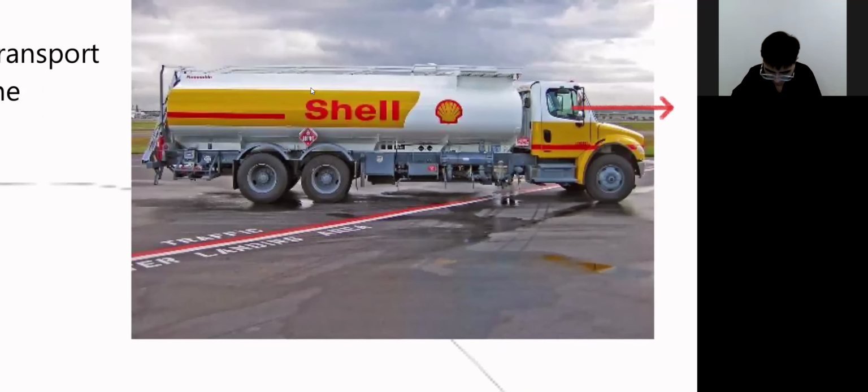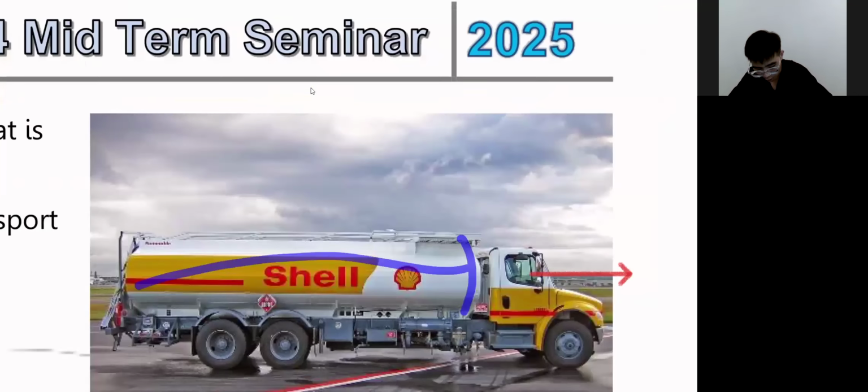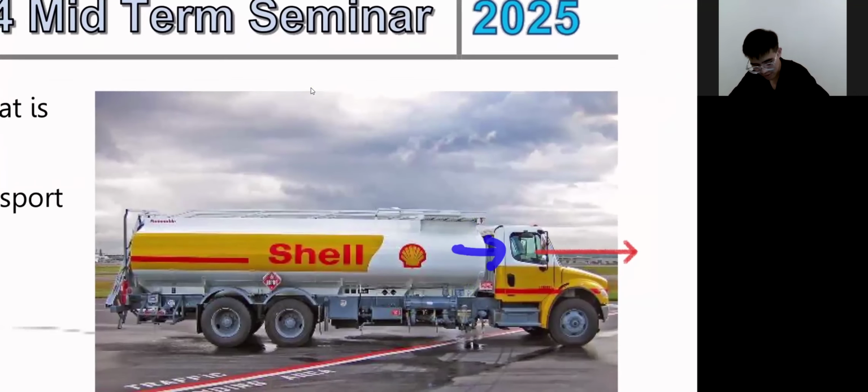But when the truck brakes, the fuel tank and also the fuel inside the tank will continue to move forward because of inertia. When the fuel inside the tank hits the wall of the tank, it will create a force, and then this tank will move forward a bit. So it might hit the driver inside the truck here.